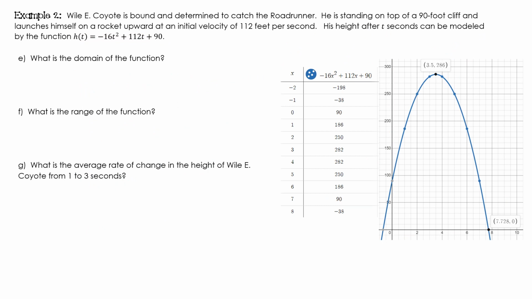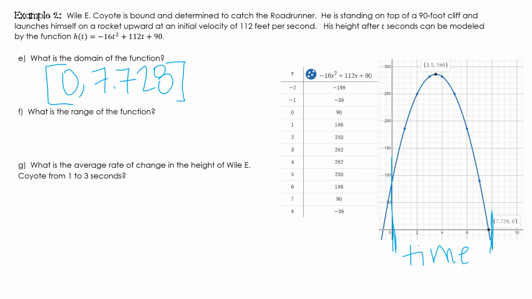So what is the domain of the function? Domain represents the x value. So that's going to be the time that Wile E. Coyote was in the air. So the time is always going to start at 0, and it's going to stop whenever he reaches the ground. So this would be from 0. And it's important that you use a bracket and not parentheses. If you use parentheses, you would say that we are approaching 7.728 seconds, but we actually hit the ground at that point. So that's part of my domain.